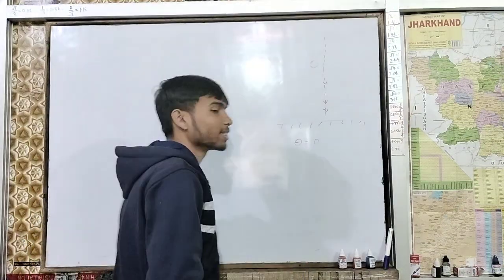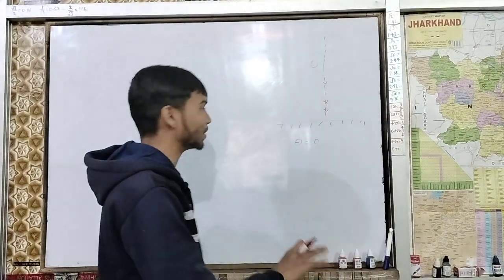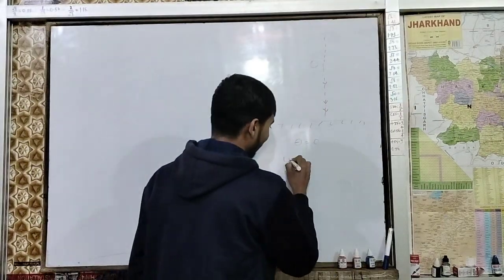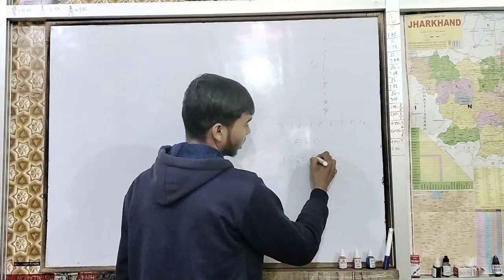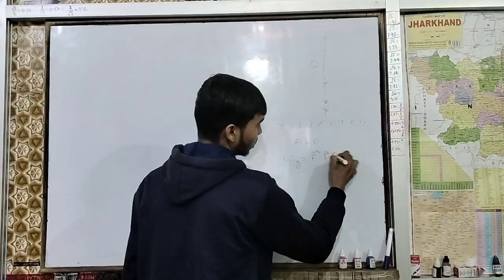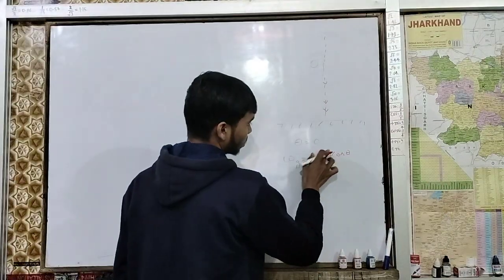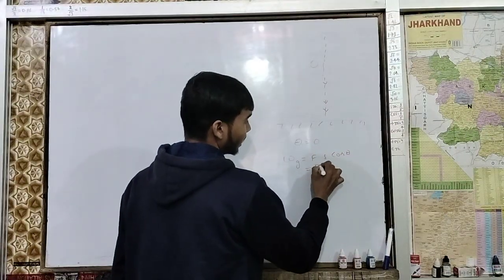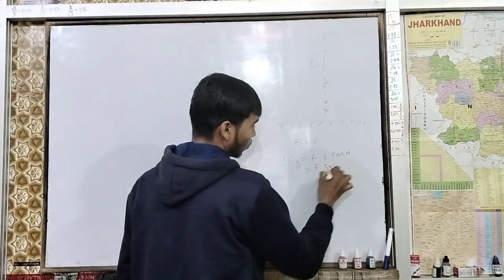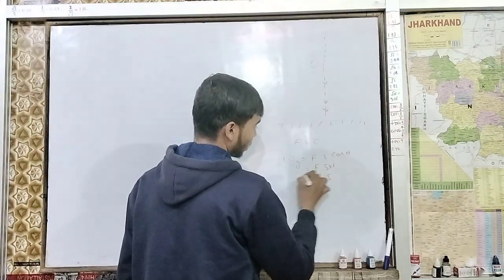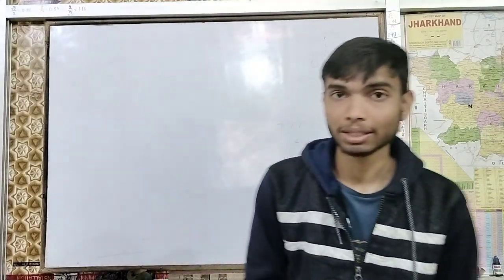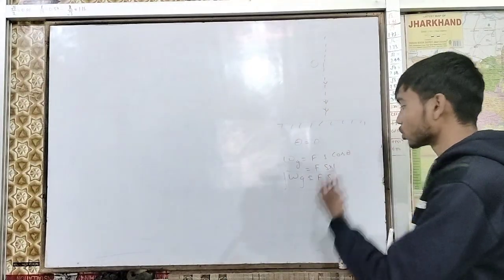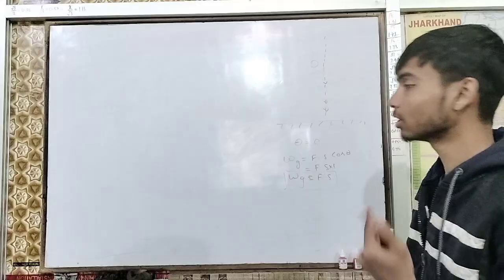Even if the angle is zero, it doesn't mean that the force will be zero. No, if the angle is zero, the work done is not zero. So the work done by gravity will be F into displacement into cos theta. Here cos theta is 1, so the final would be F into S. This equation you will use. This is very familiar. So W is equal to F into S, where theta is 0.